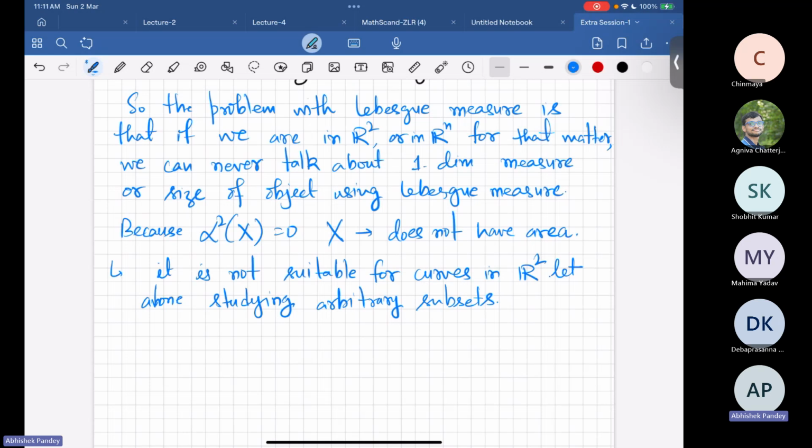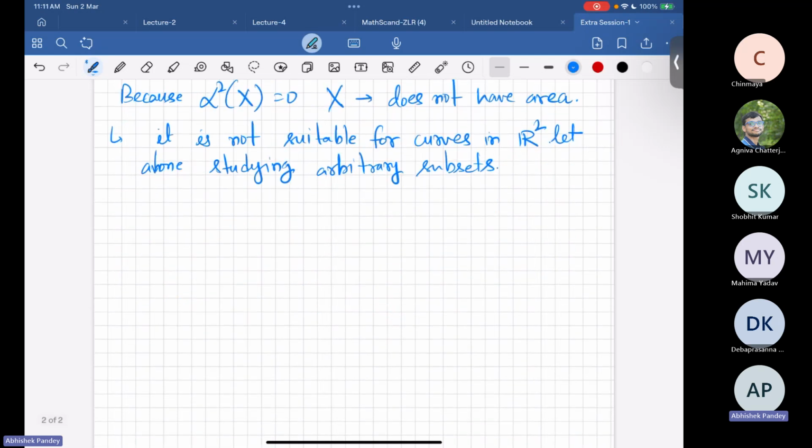So basically to study the one-dimensional size of the set, one has to look for something new, and Hausdorff measure is one such thing. And it works in arbitrary metric spaces. So we'll move to that one and we'll make some settings.